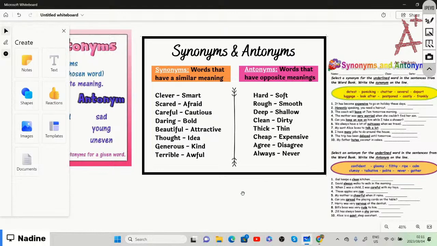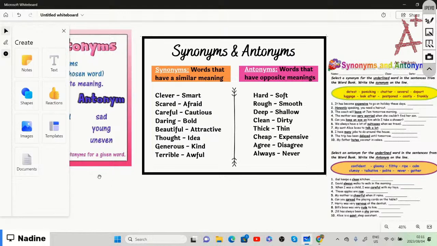Then the opposite of clean: if something is not clean, then it is dirty. The opposite of thick is thin. Opposite of cheap is expensive. Opposite of agree is to disagree because you don't agree. And the opposite of always is never. So always, never.